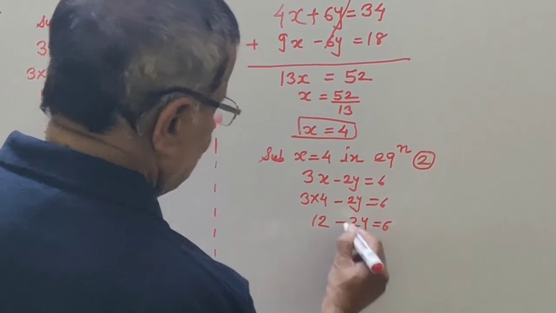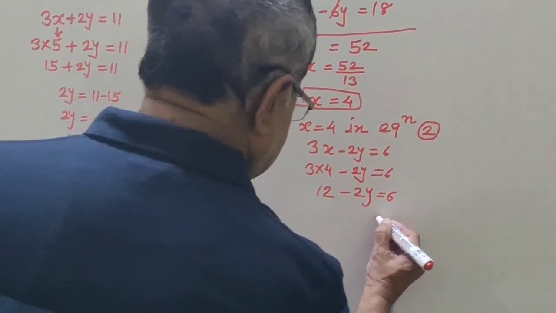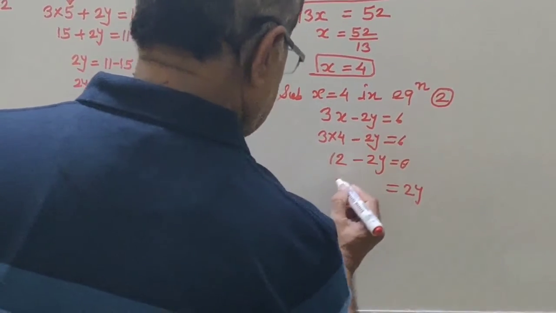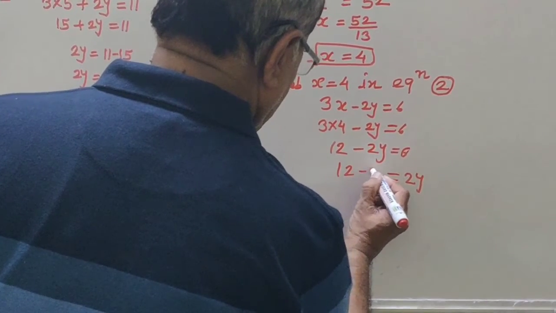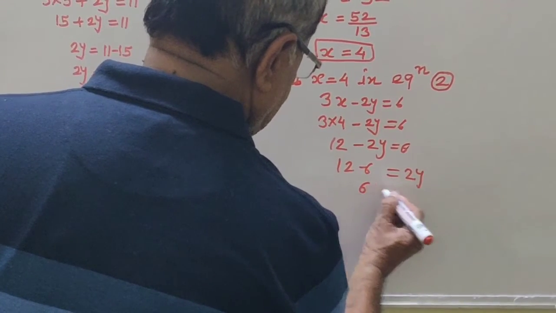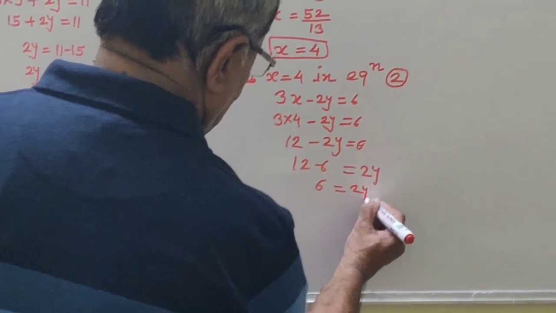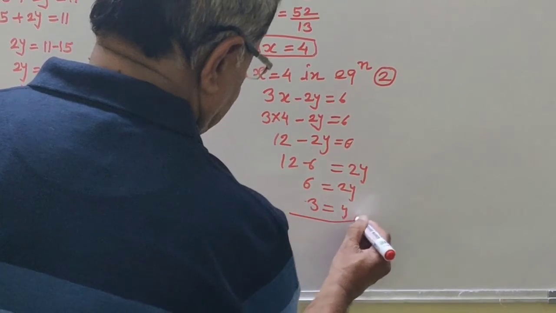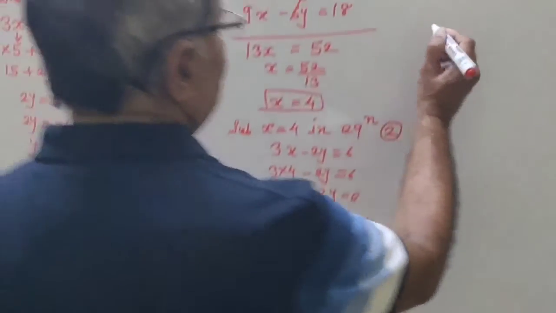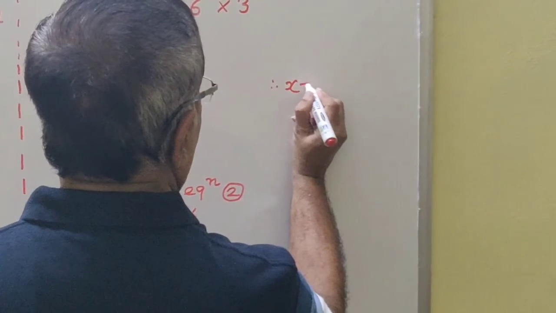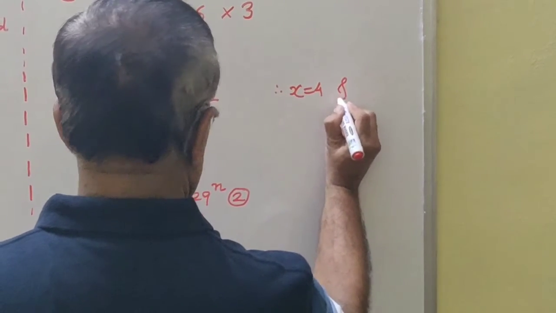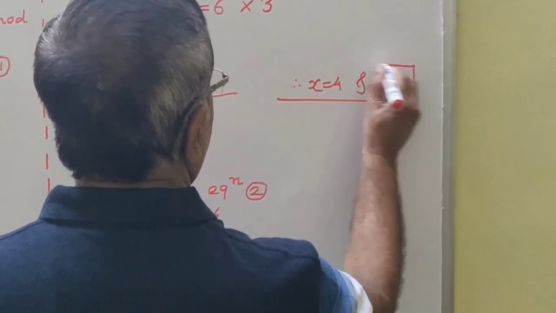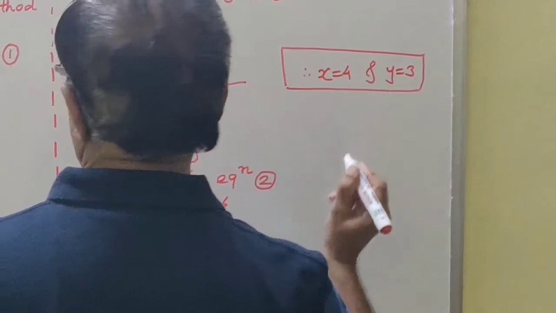Here y is negative, so I will transfer this 2y to the other side. So I will get plus 2y. Now transfer 6 here, so 12 minus 6 will come. 12 minus 6 is 6, which is equal to 2y. So y is equal to 3. This is the answer. Therefore x is equal to 4 and y is equal to 3 is the required answer for the given equations by the elimination method.